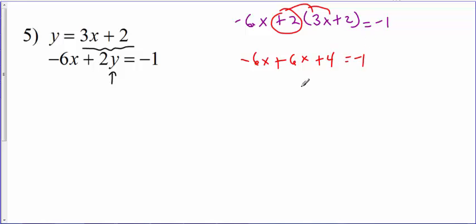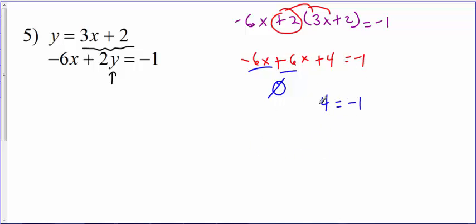Now, let's combine like terms. I got negative 6x plus 6x. Negative 6x plus 6x gives me 0. And what we're left with are just numbers. What has happened is our variables have dropped. And when your variables drop, you're left with only numbers.